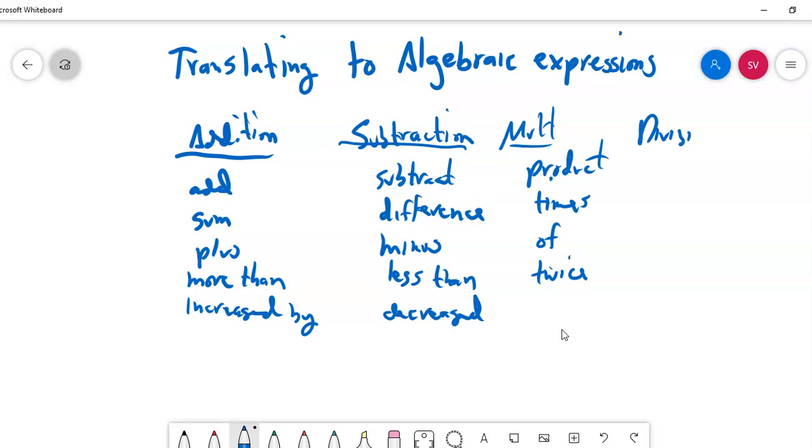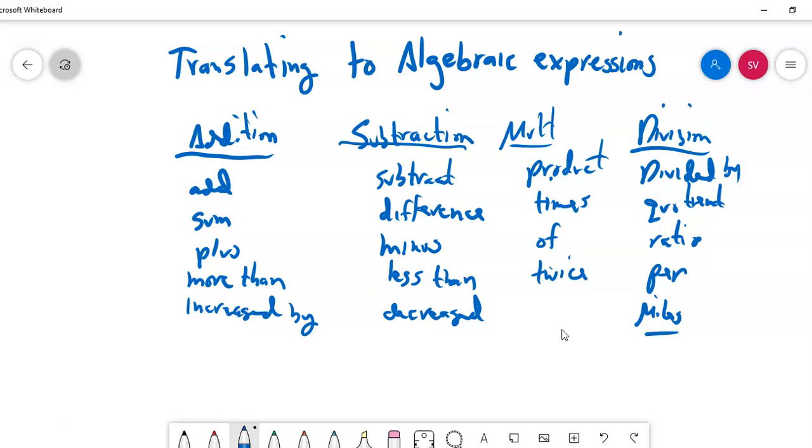And then we have division. You see the words divided by, or quotient, or the word ratio, or the word per, such as miles per hour. Well, it's miles over hour, for instance. And that'd be for per. So let's look at some examples here.